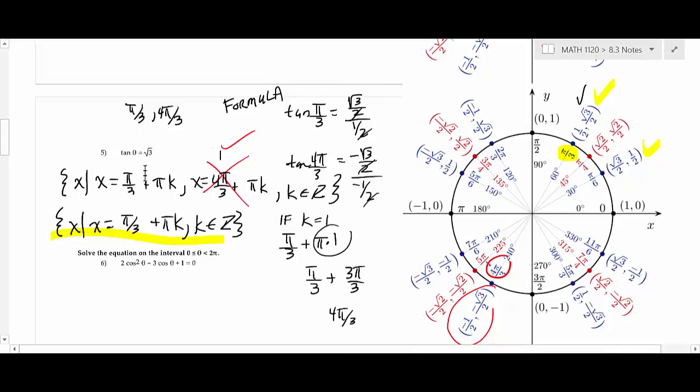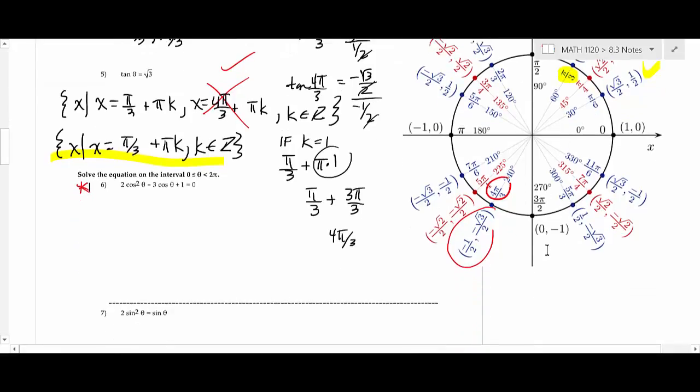What all of these have to do with is you have a very basic trig function equals something that falls on the unit circle. That's how you start. Now we transition to something a little bit different on this next problem. If you look, it kind of looks like a quadratic equation. Now I'm going to show you something before I do this problem.